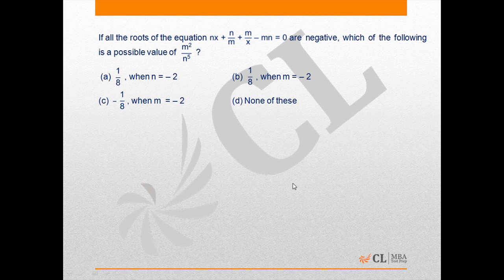As in the roots of the equation are negative, so we need to calculate the possible value for m square by n5, and the equation is given to us. Let's rewrite the equation in a proper format. So we can take mx as the common, or we can solve it for x.